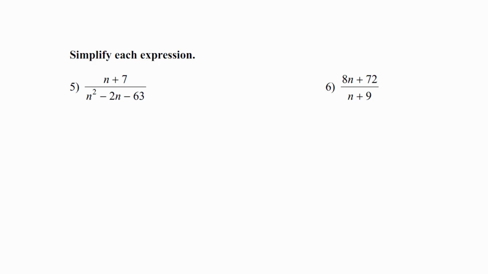None of these have something in common. Yes, the 7 and 63 have something in common. Yes, the n and the n squared do. That is not how this works. That doesn't help us at all. They have to be either the exact same, or they have to have the same thing in common on top and bottom with every single term.